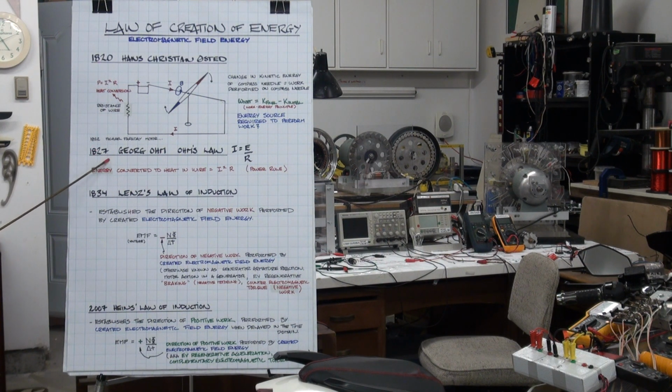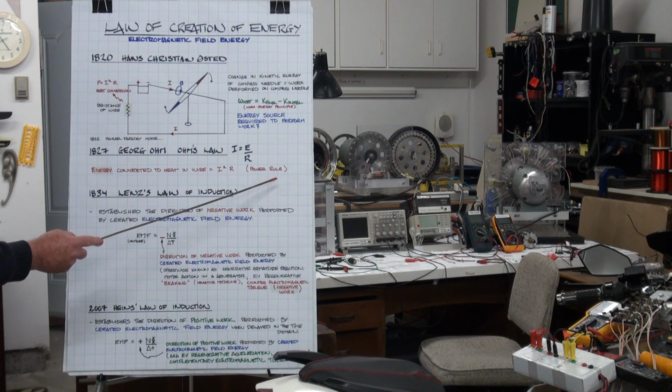In 1827, George Ohm formulated Ohm's law, which is the relationship between the voltage and the resistance and the current in a wire. And from Ohm's law, we can determine how much energy is being converted to heat using the power rule.